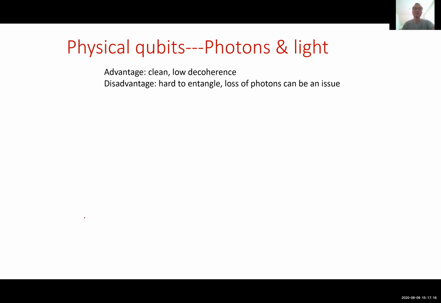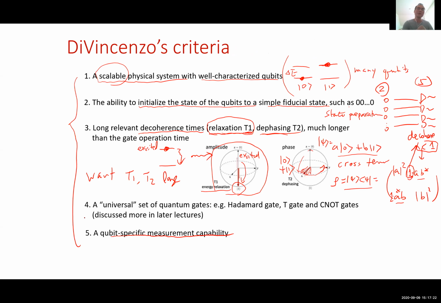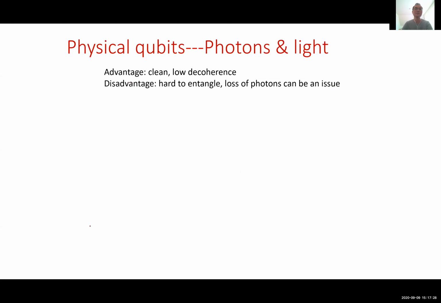So now let me talk about various qubits. I may not be able to go through and examine all these 5 criteria, but let me talk about the physical systems. The most natural is to use photons or light in general. The advantage is that photons are clean, the decoherence time is long. The disadvantage is that it is very difficult to make them interact, because if you have 2 photons, they simply pass through each other without any interaction.